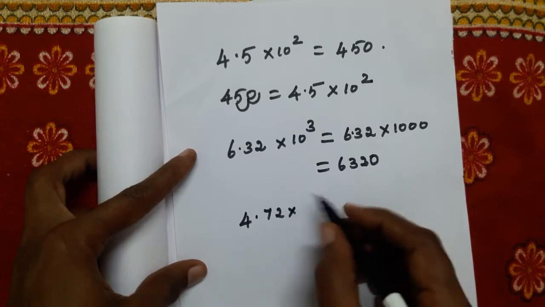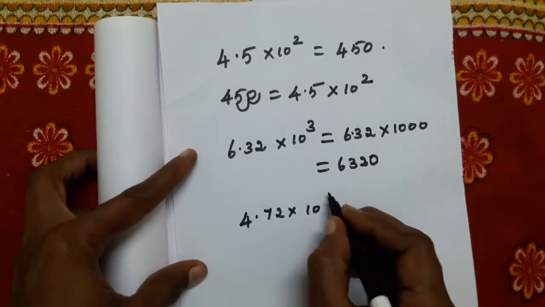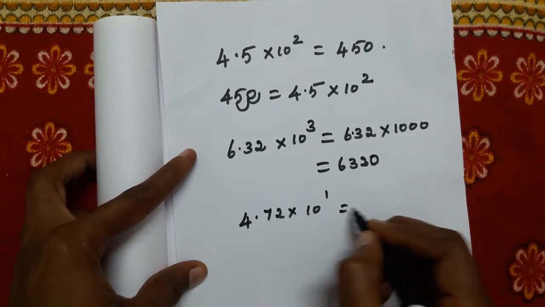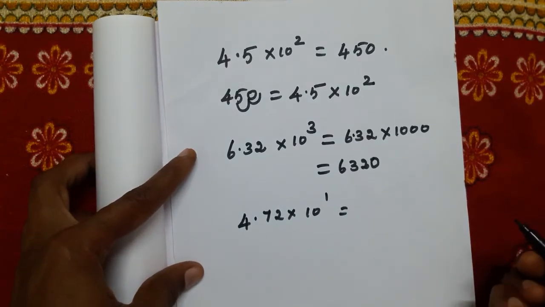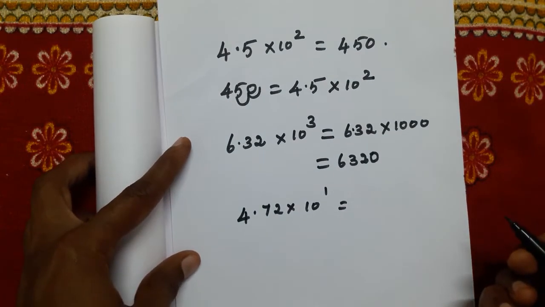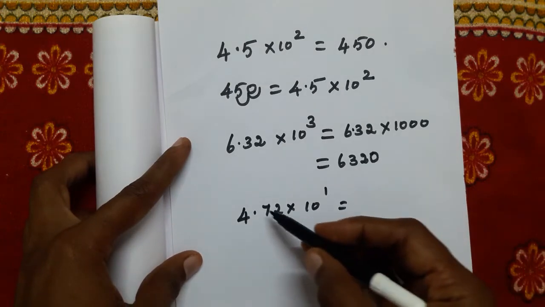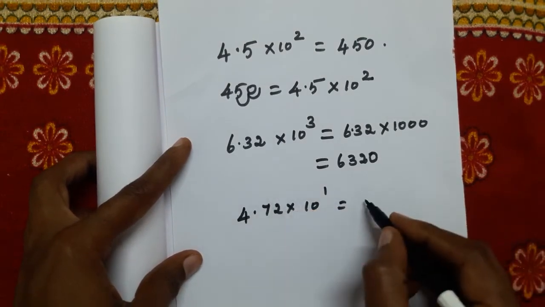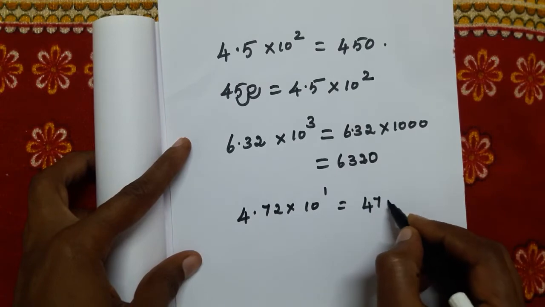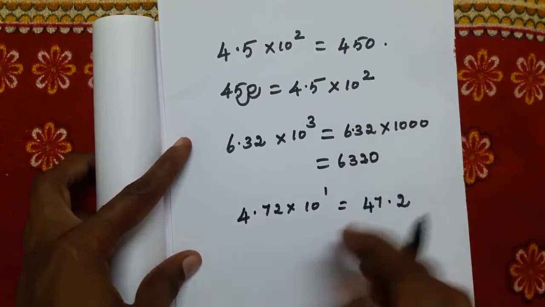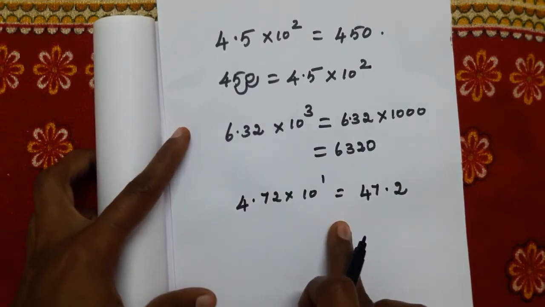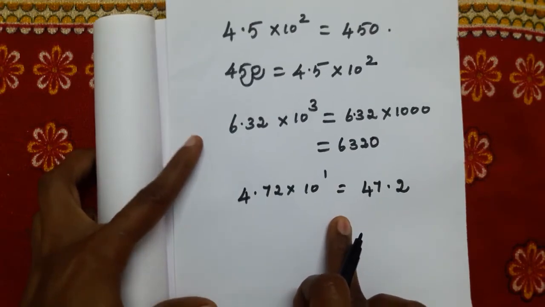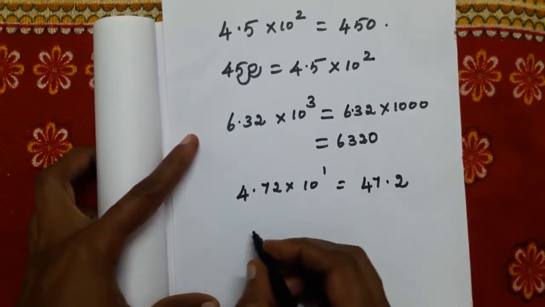4.72 into 10 power 1. How can we write 10 power 1? We have to move the decimal point 1 digit right. So what will we get? 47.2. So this one is converting scientific notation into which one? Decimal form.